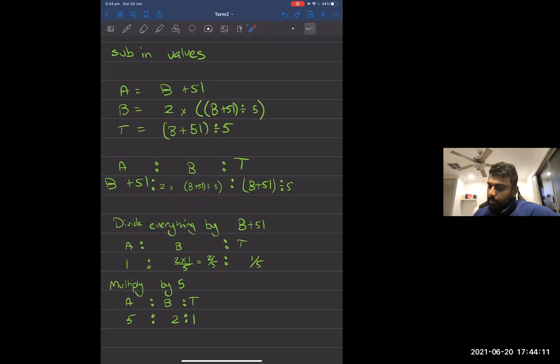Now it becomes 1 to 2 over 5 to 1 over 5. Now in ratios, you can't have fractions. It has to be whole numbers. So you multiply the whole thing by 5. 1 times 5 becomes 5. 2 over 5 times 5 becomes 2. And 1 over 5 times 5 becomes 1. So the ratio is 5, 2, and 1. Do you guys understand?